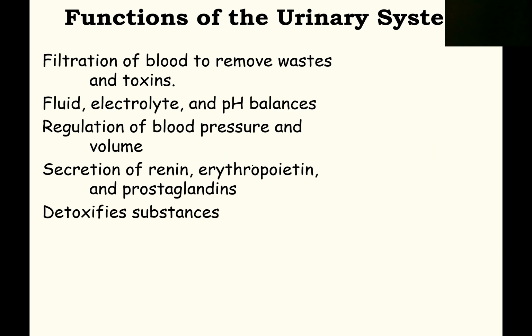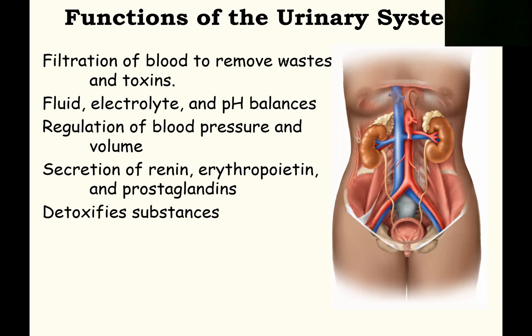So, functions of the system: filtration of blood to pull out waste products and toxins. We need to get rid of the waste products. We need to get rid of the toxins. Fluid, electrolyte, and pH balance. We can dump them into urine or we can hold on to them. So, a route to get rid of them, a route to hold on to them. Regulation of blood pressure and blood volume.